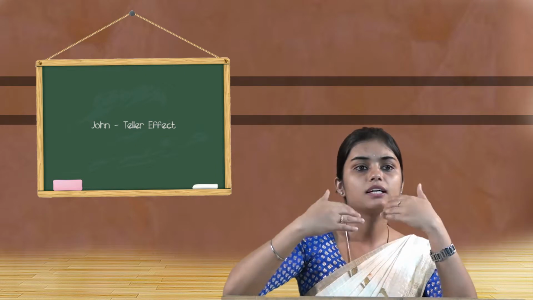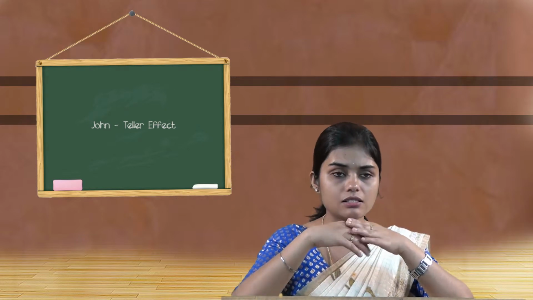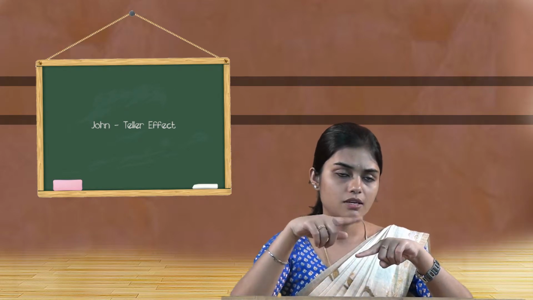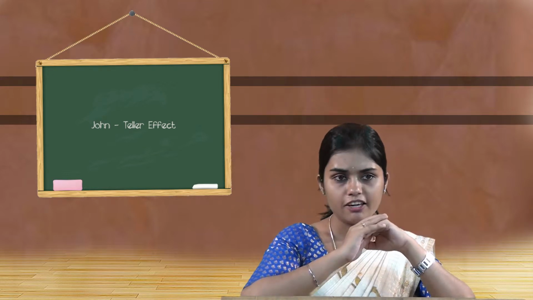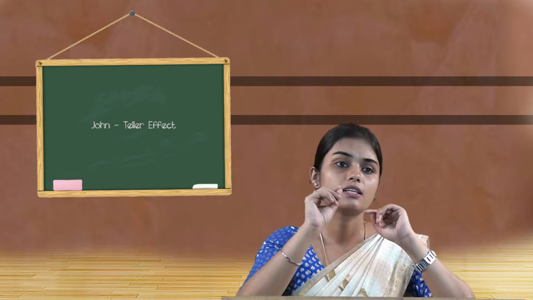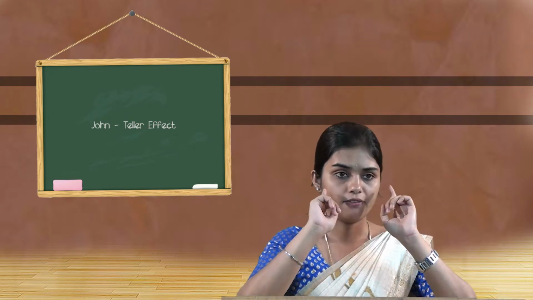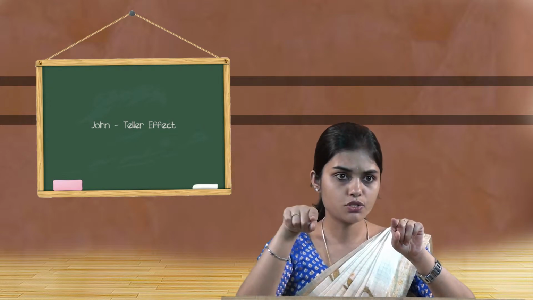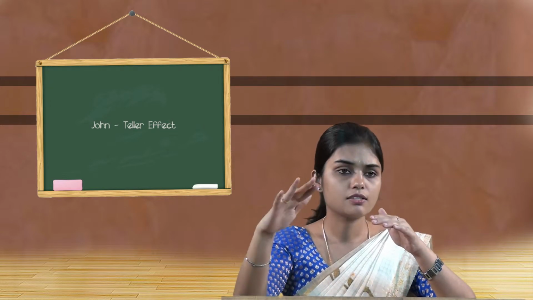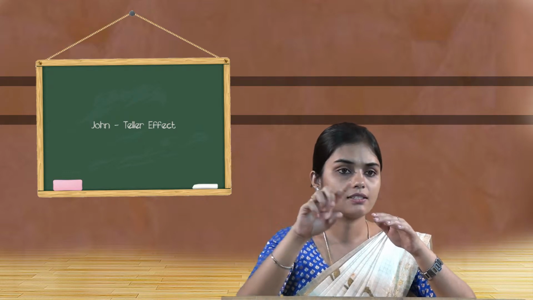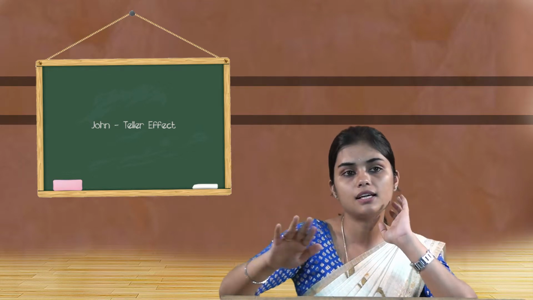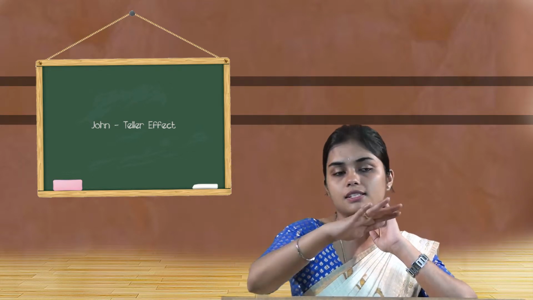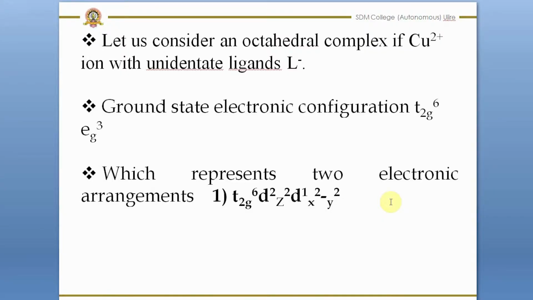You know how the crystal field splitting takes place: t2g will be in the ground state and eg will be in the higher energy state. If the ground state electronic configuration is t2g6 eg3, we have to remember t2g is in the lower portion, so it is completely filled. There is no problem with t2g because it consists of three orbitals holding six electrons. That means the lower energy state is completely filled, and there is no chance of representing it in a different way.